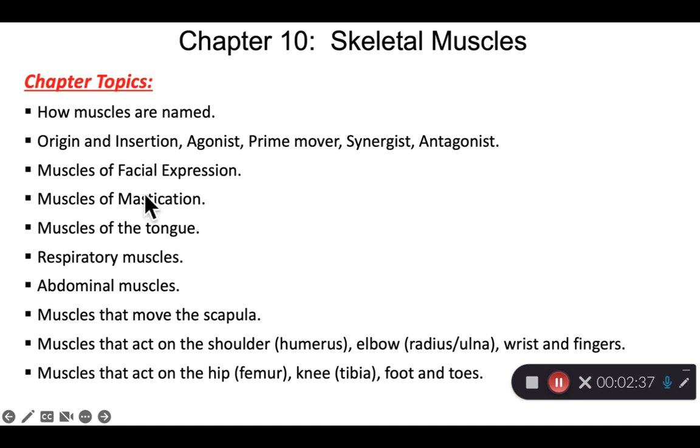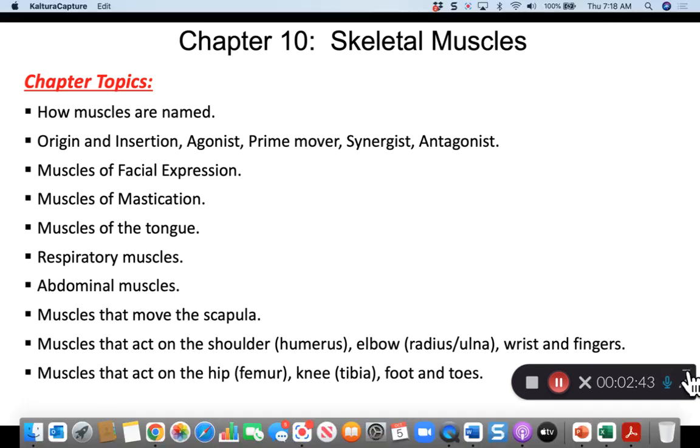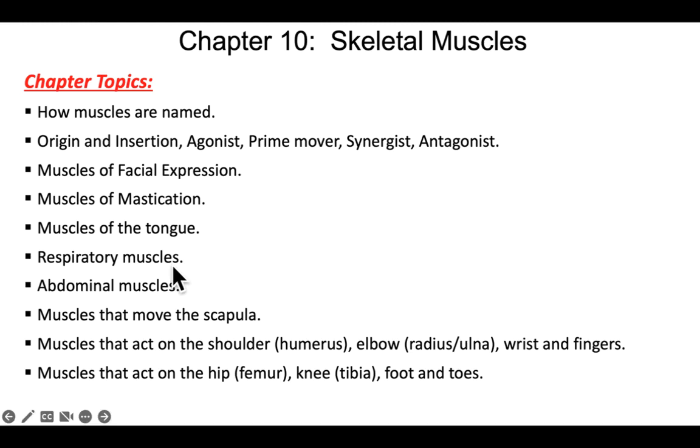And then these are the categories I recommend you group muscles into. So basically you work on all the muscles of facial expression until you know them really well. Then you move on to the next group and then the next group.